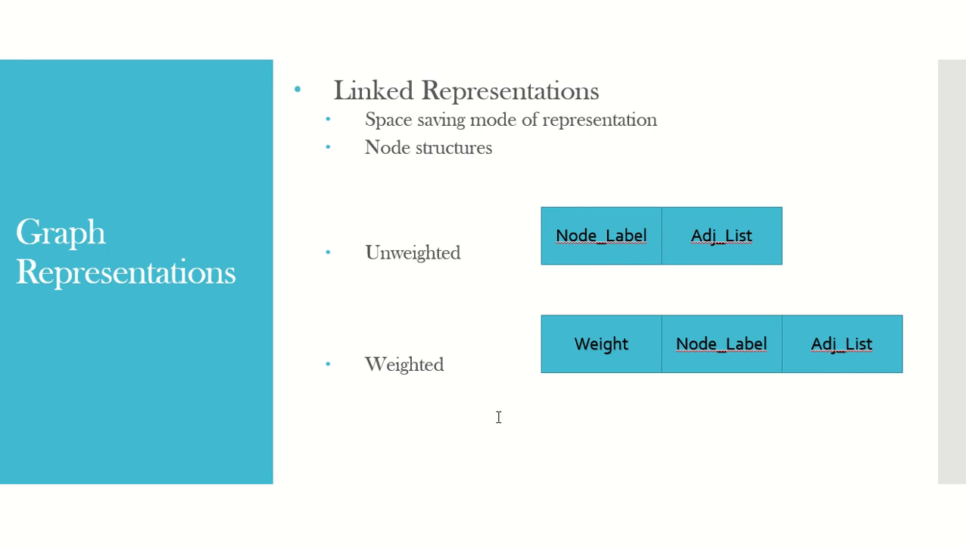So that is the representation. If it is a weighted graph, then you will first include a field which contains the weight, then the node label or the name of the vertex, then the pointer to the next node. So this is the node structure for representing a graph using a linked list. I'll show you an example.